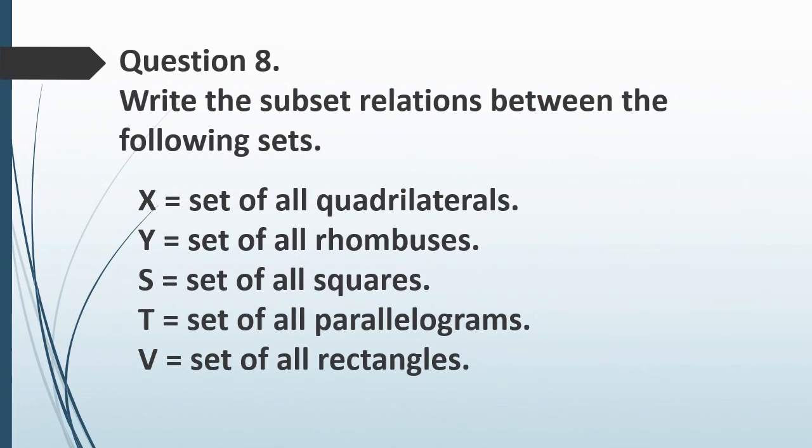Question number 8. Write the subset relations between the following sets. So X is equal to the set of quadrilaterals, Y is equal to the set of rhombuses, S is equal to the set of all squares, T is equal to the set of parallelograms and V is equal to the set of rectangles. We have to write the relationship between the following sets.